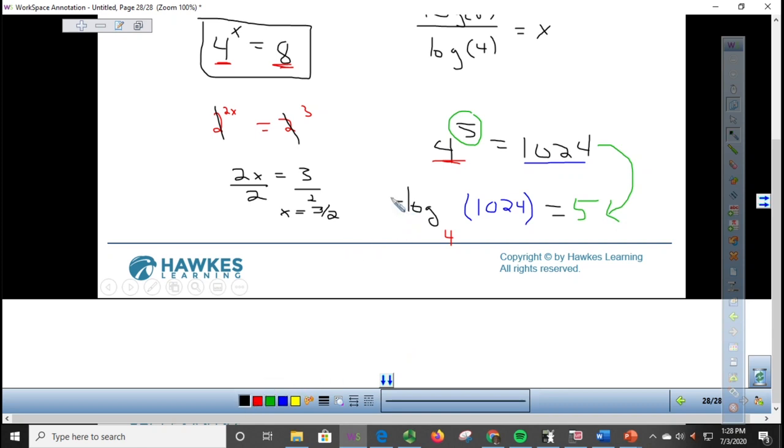Or I can go from log form and write it exponentially. So remember, logarithms are just a fancy way of writing exponents. There are a couple of properties that we need to follow from time to time, but don't let this chapter intimidate you.